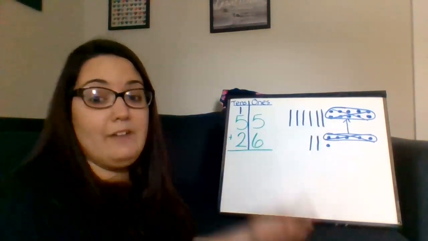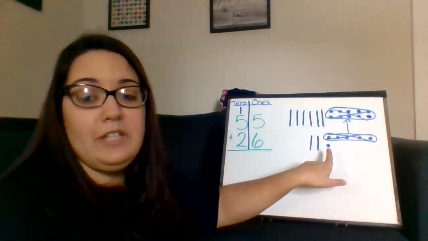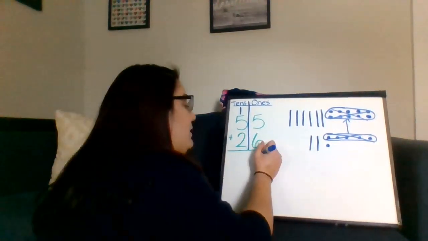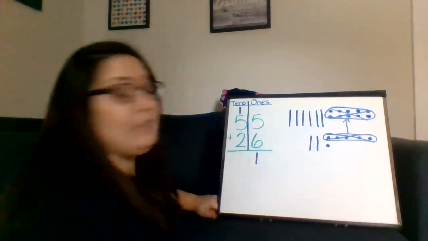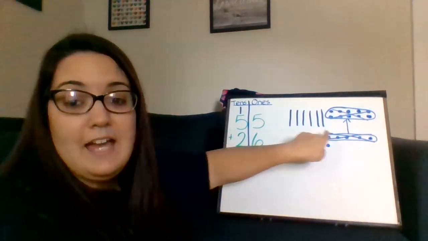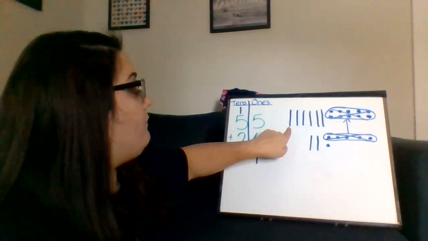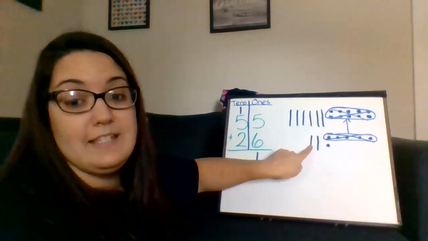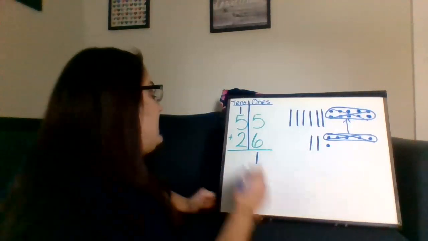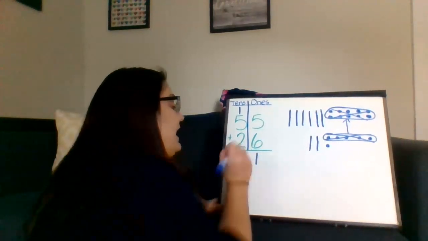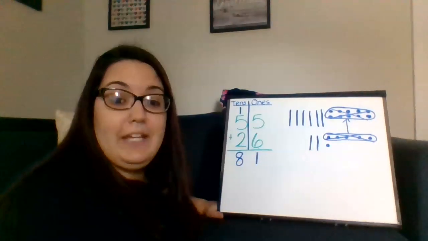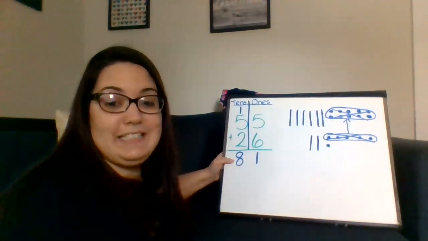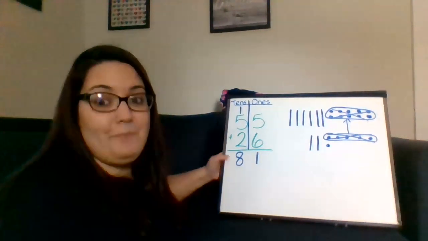Now I can just count up what I have. When I look at my ones, I only have 1 here now. So that means my answer in my ones column is going to be 1. When I look at my tens, I just need to count up my tens. I have 1, 2, 3, 4, 5, 6, 7, 8 tens. So I write an 8 in my tens column to show how many tens I have. That means 55 plus 26 equals 81.